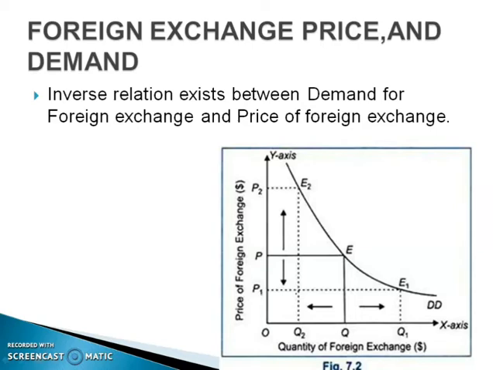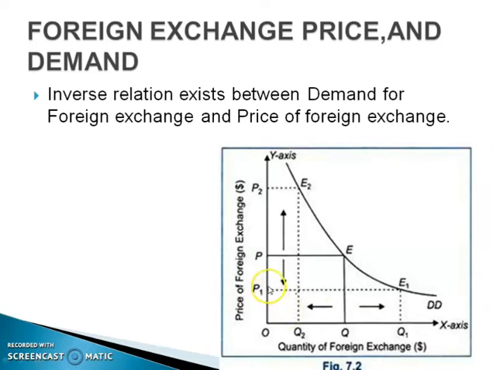So it can be explained with the help of a diagram. You can see a diagram on the screen. Here, the x-axis represents quantity of foreign exchange and the y-axis represents price of foreign exchange. At a higher price, that is, if the price is increased from P to P2, what is the demand? Demand is decreased from OQ to OQ2. So when the price increases, demand for foreign exchange decreases.